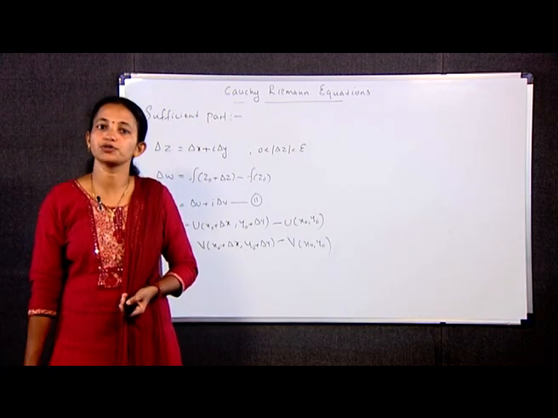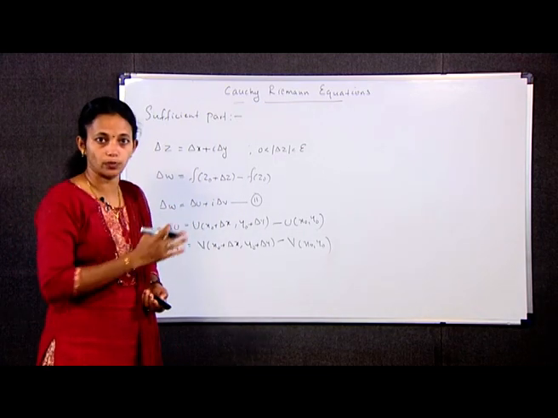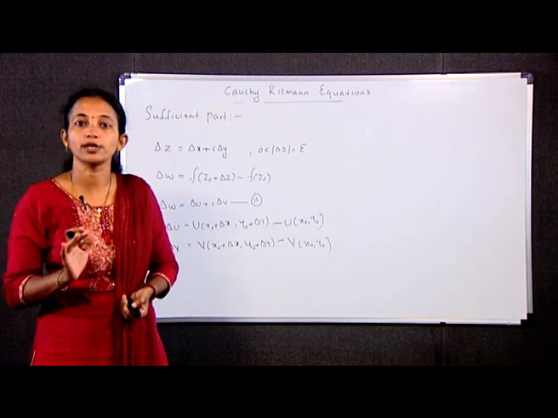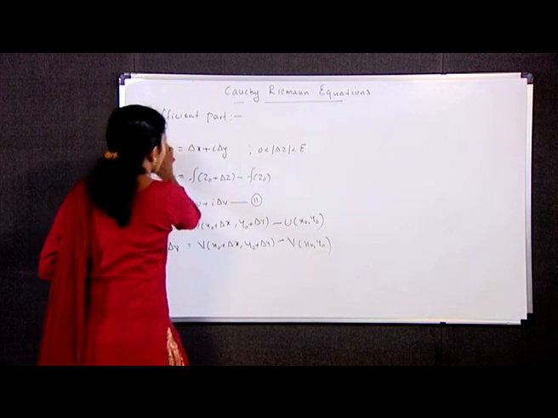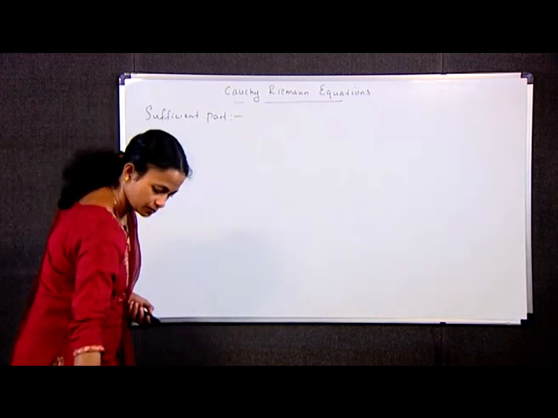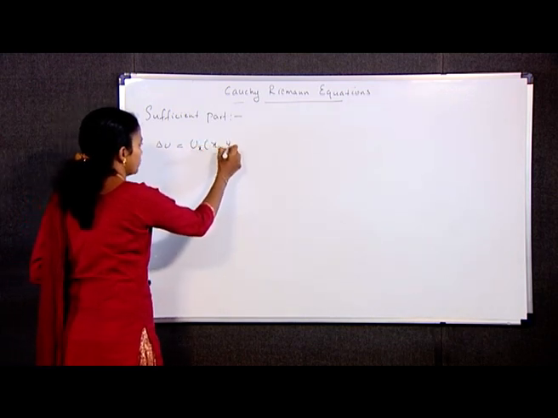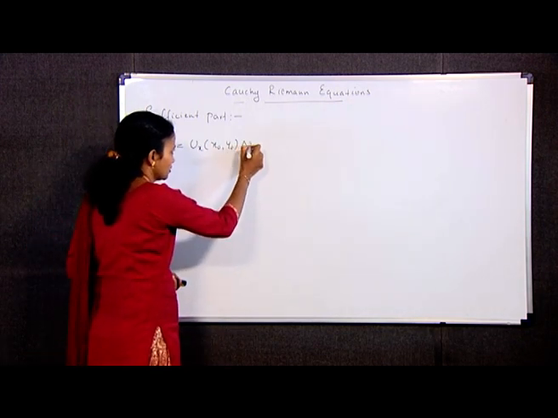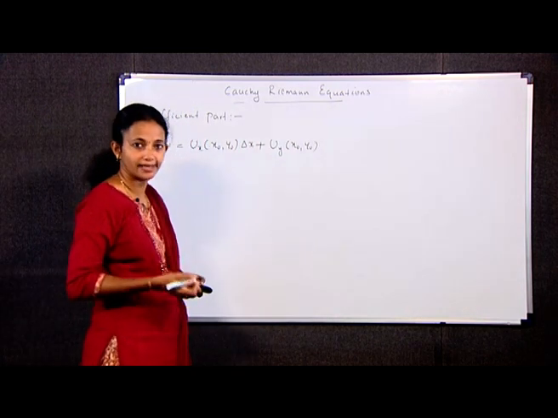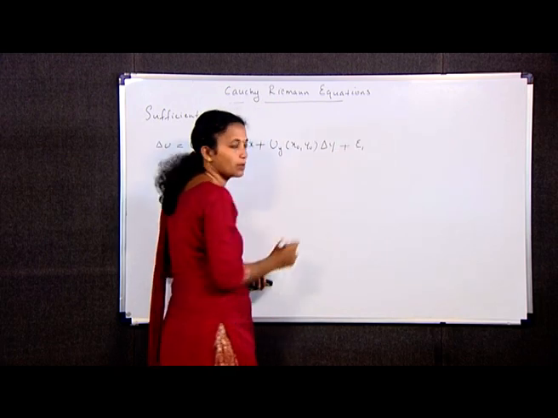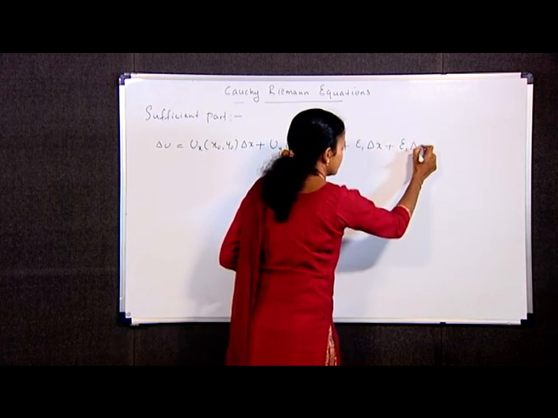Now, in view of the continuity of the first order partial derivatives of u and v at the point (x0, y0), delta u is equal to ux(x0, y0) into delta x plus uy(x0, y0) into delta y plus epsilon 1 into delta x plus epsilon 2 into delta y. That I can write as equation number 12.